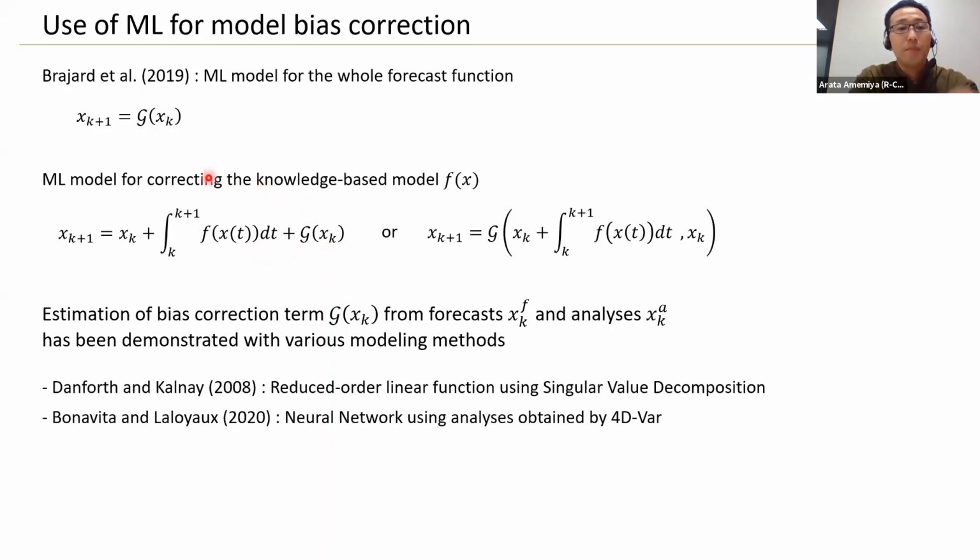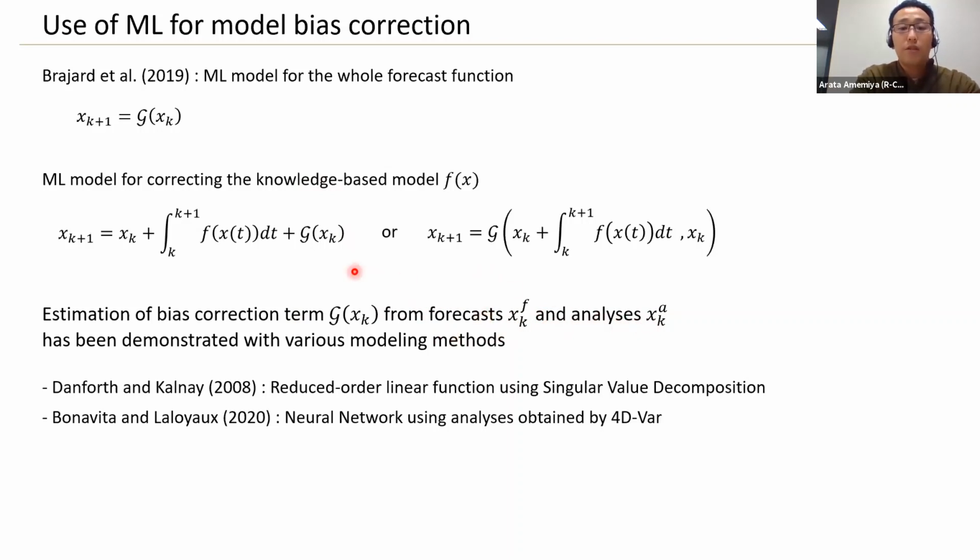model. Sorry. A hybrid model combining the knowledge-based model and some machine learning model. In that approach, the machine learning part can be considered as a bias correction term. And that part can be trained using the difference between the forecast and the analysis obtained by the data simulation step.